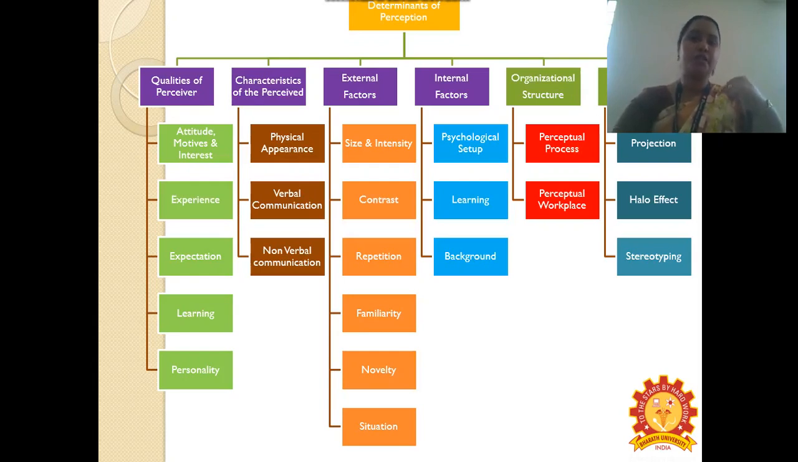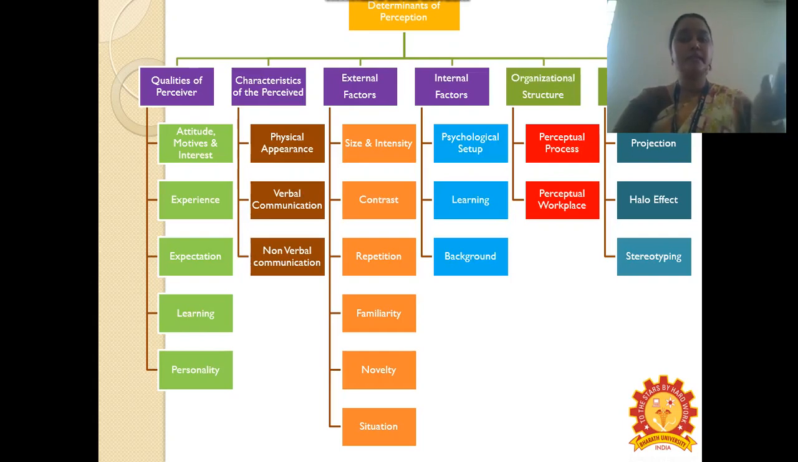Then verbal communication. Verbal communication can include the tone, the modulation, the confidence in voice, and the topics discussed by people, which influence the perception about him. For instance, a person who speaks very softly would be perceived to be timid, or perceived to be very humble in nature. So the language, the body language, the way in which one speaks will determine the perception.